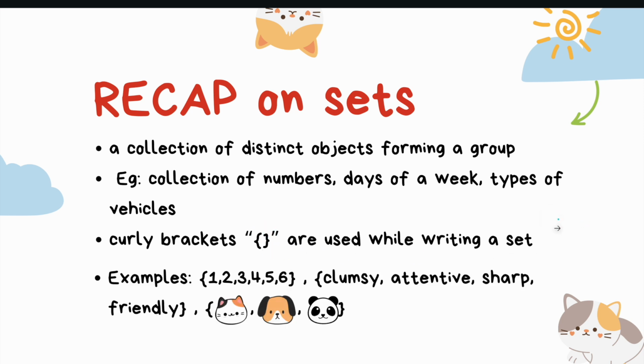Examples of sets are sets containing numbers from 1 to 6, or it could be a set of characteristics like clumsy, attentive, sharp, and friendly. Then this would be a set of characteristics. It could also be a set of animals where the objects are animals like cats, dog, and panda.